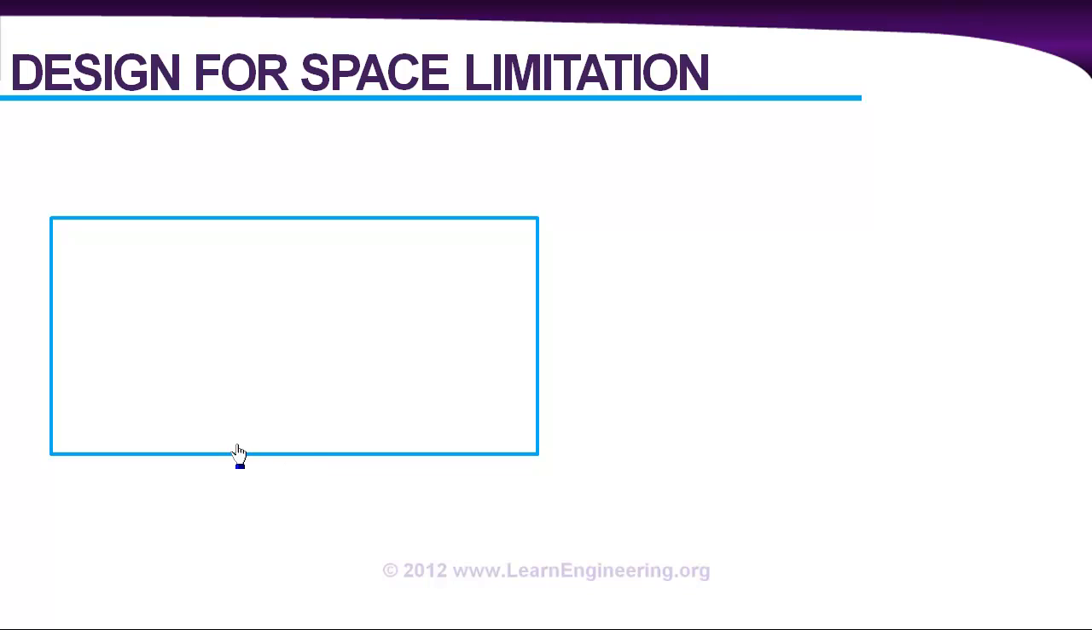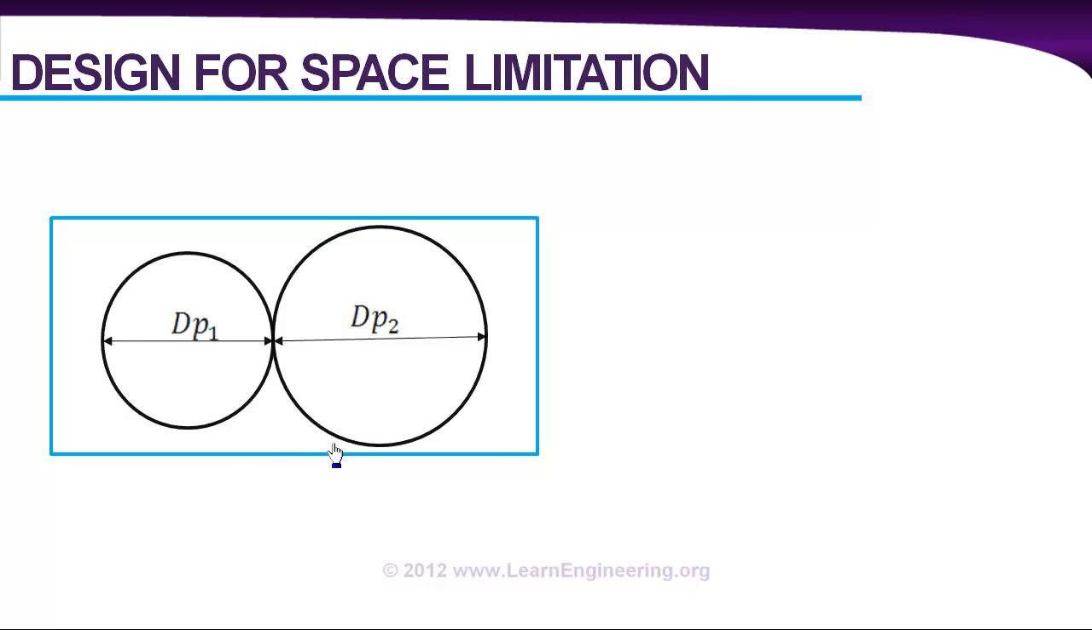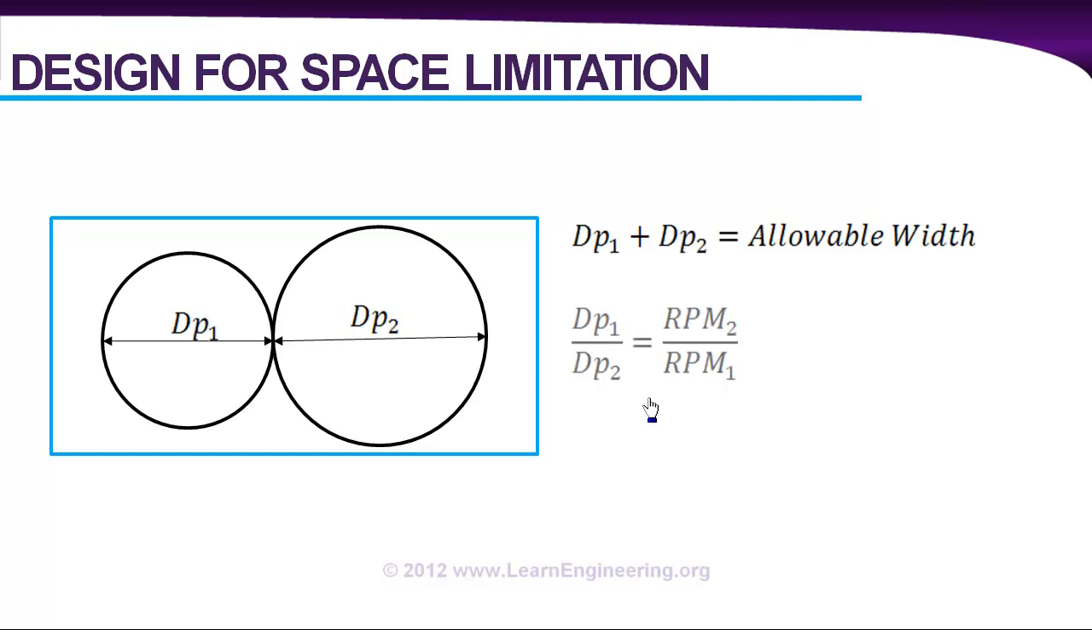Assume the designed gear should come within this area, something like this. So the designer can obviously say if he sums the pitch diameters of these two gears, it should be less than the allowable width, say 80% of allowable width. So this is one equation. And we also know the speed ratio of the gear, so we can write another equation like this. If we solve these two equations simultaneously, we get the pitch diameters of both the gears, dp1 and dp2.